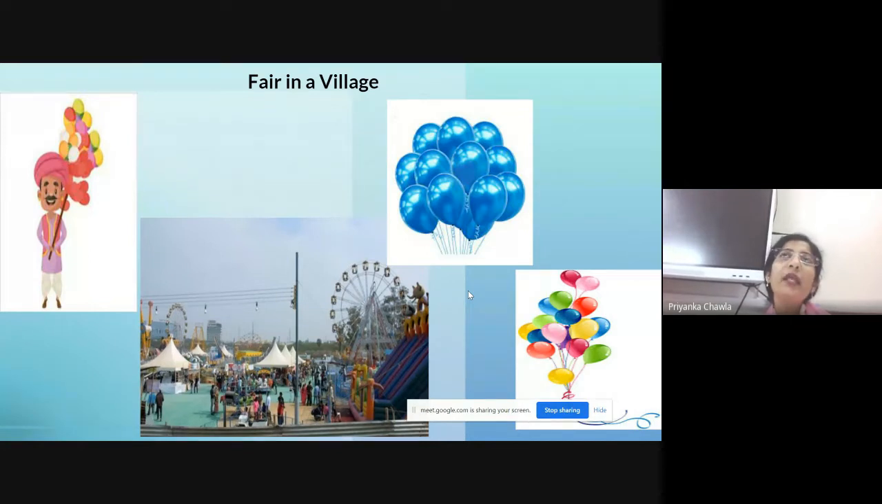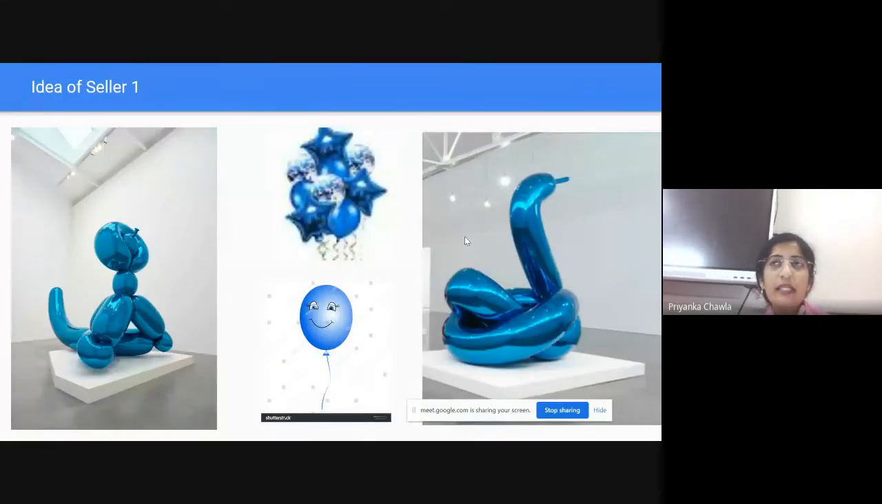One seller, the first seller who had the blue balloons, had an idea. He decided to attract the customer, to attract his audience. What he did was draw a picture, a cartoon on the balloon. He made the structure of the balloon and put some stationery items on the balloon. So this was the idea that came into the mind of the first seller. The same blue color balloon he converted in this form.